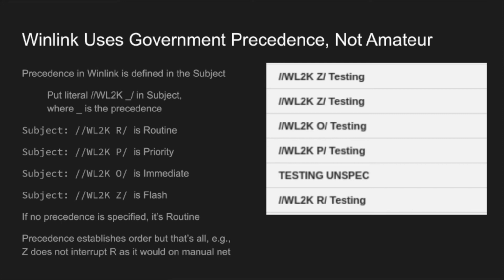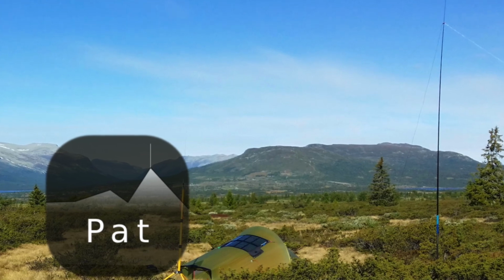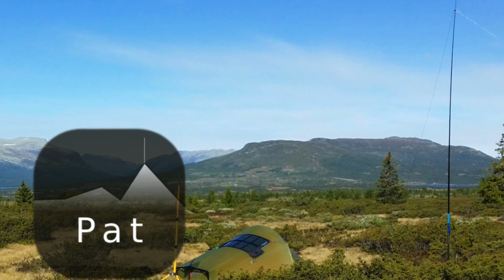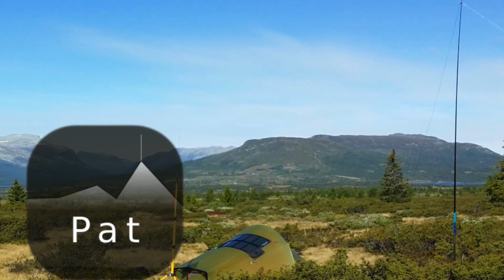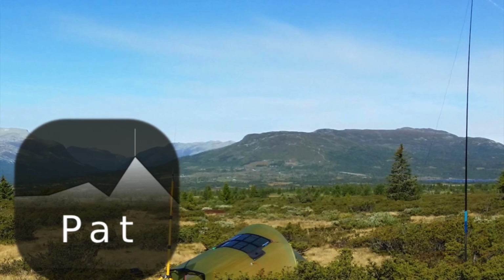Winlink uses precedence to establish order. Appearance of a flash message in the queue will not halt the transmission or receipt of something that's already started. During the course of this project, we were able to work with the developers of the open source Winlink client, PAT, to show how precedence works with Winlink, and they were able to implement Winlink precedence. It is now available in PAT.